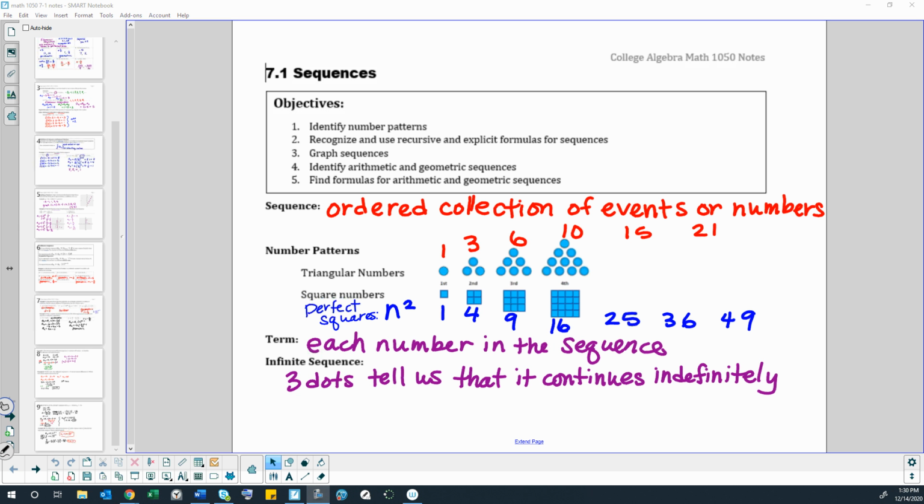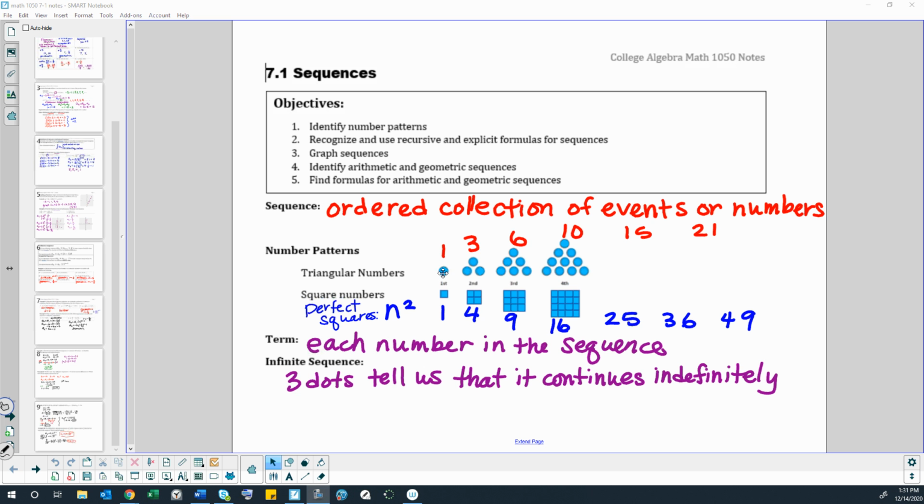Alright, so a sequence is an ordered collection of events or numbers or objects or something like that. So let's look at a couple of examples. We have some numbers called triangular numbers, which is where we can organize our geometric objects, in this case circles, into a geometric pattern of triangles. This is similar to how bowling pins are set up. When you have your 10 bowling pins, it's like this 10 here.